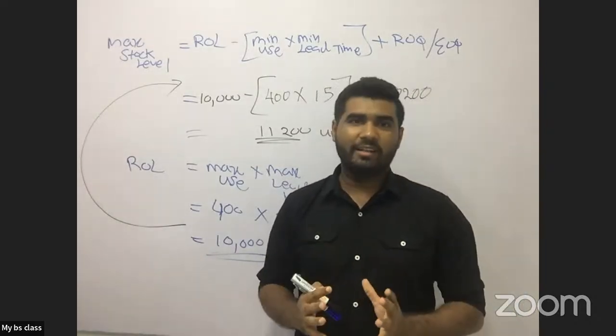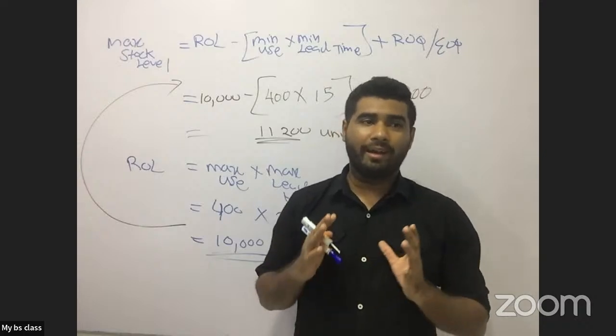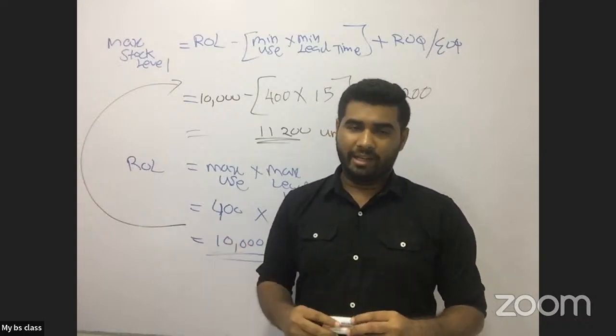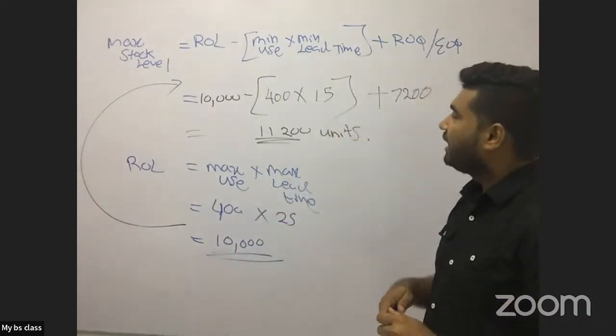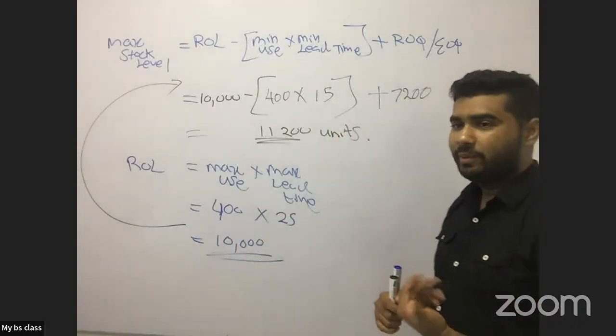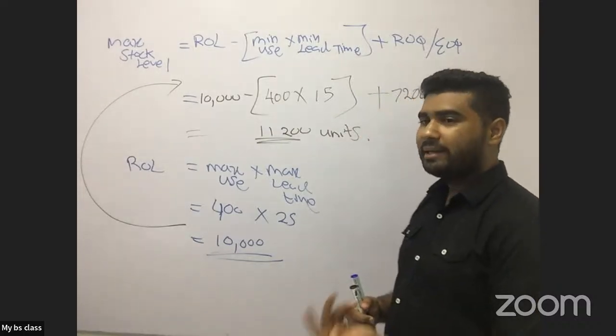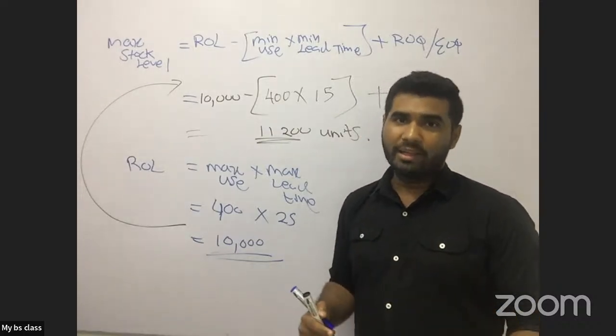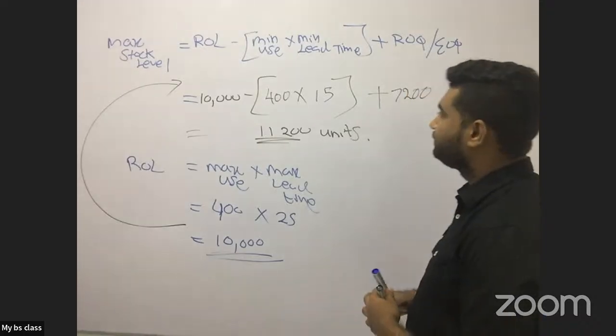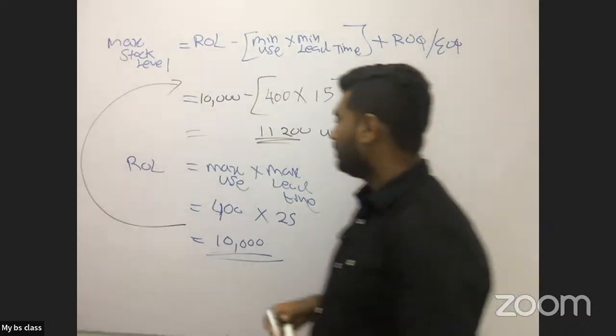Is that clear? If an average figure is given, don't go looking for a minimum and maximum. Just apply the average. Is that clear? So if minimum lead time and maximum lead time are not given, go with the average. Likewise, if minimum usage and maximum usage are not given separately, go with the average usage. So that's what you see, highlight it.